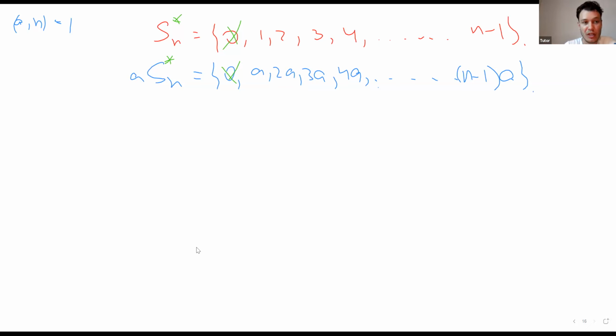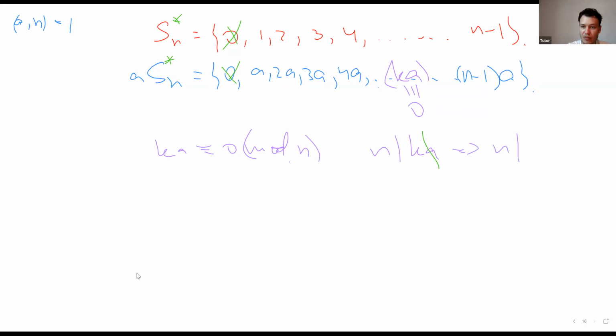Well, how can I show that they're not zero? Can I have some ka in here that's congruent with 0? Well, what if ka was congruent with 0? So if ka is going to be congruent with 0 mod n, it means that n needs to divide ka, right? But look at this. a and n are good. So because a and n are good, I can cancel the a. So from here, I'm going to get that n needs to divide k. And this is not possible. So I cannot have any number here to be 0.